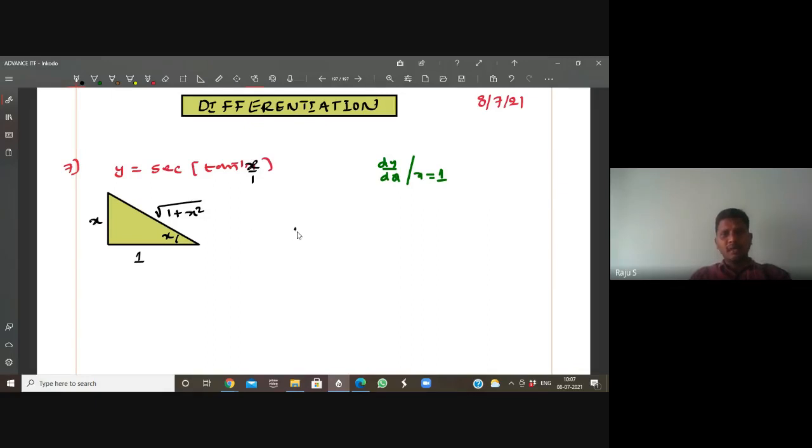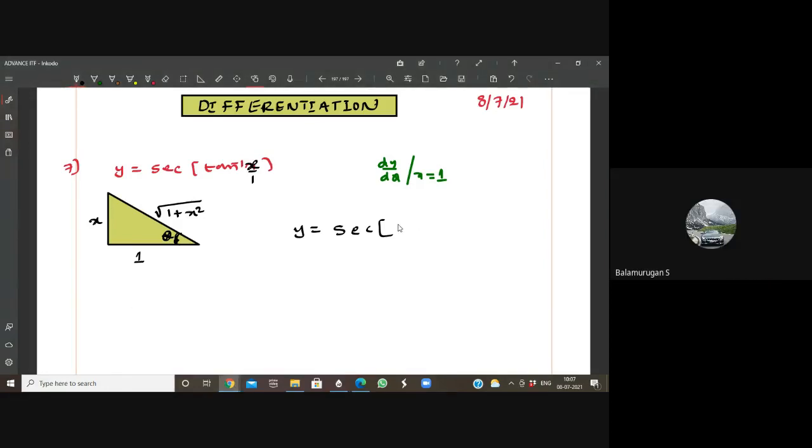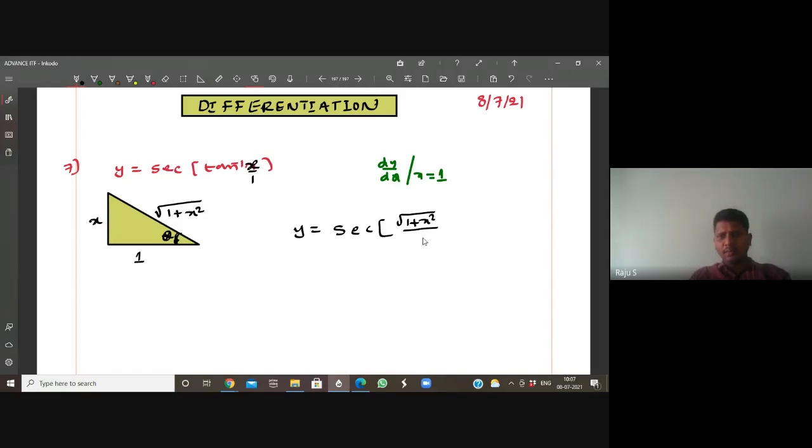So now, here y is equal to secant of. So what about secant theta value? What is secant? Hypotenuse. What is hypotenuse? Root over 1 plus x square by 1. Sorry, here we should write a secant inverse. We converted into secant inverse. So, hypotenuse by adjacent. Adjacent is 1. Now you can cancel these two. So y is equal to, finally we got root over 1 plus x square, right?